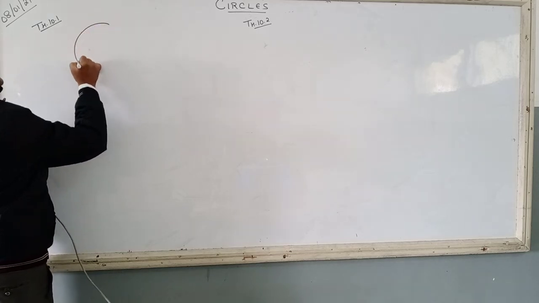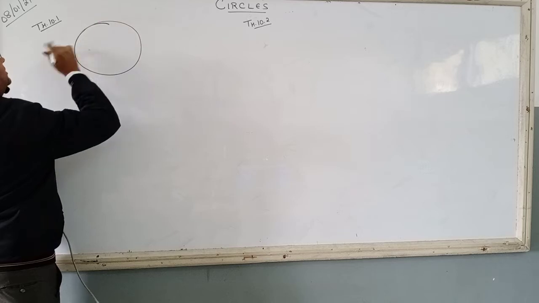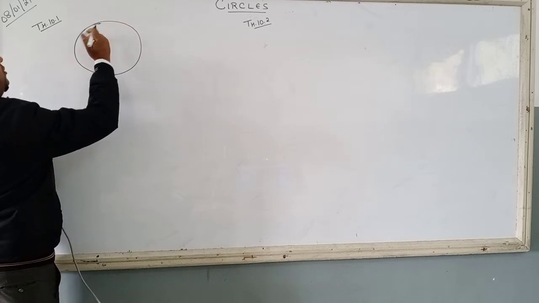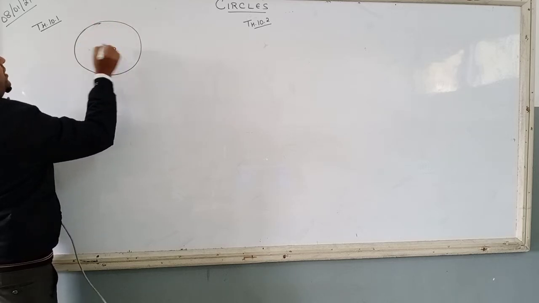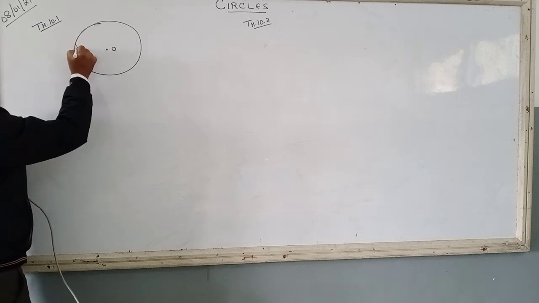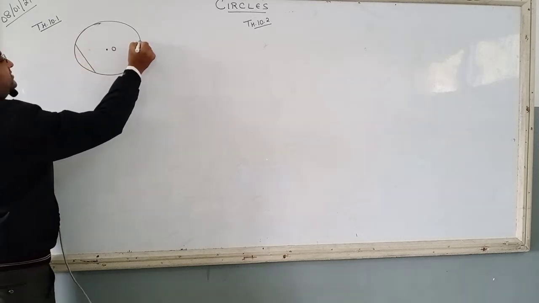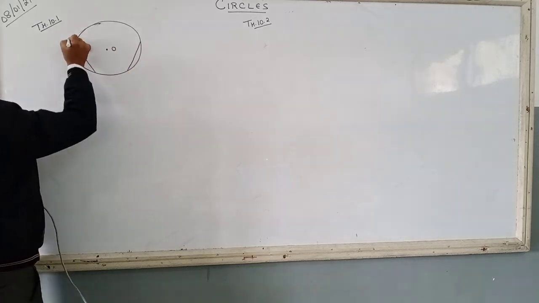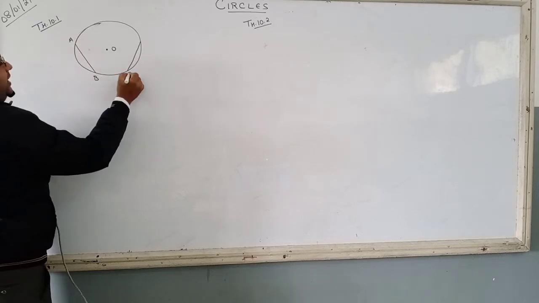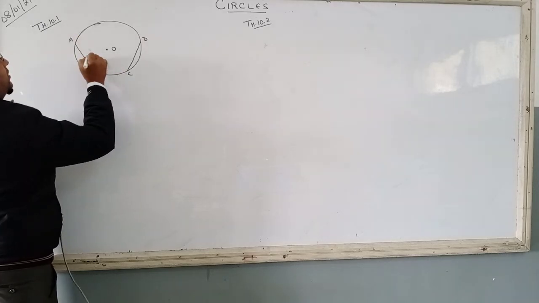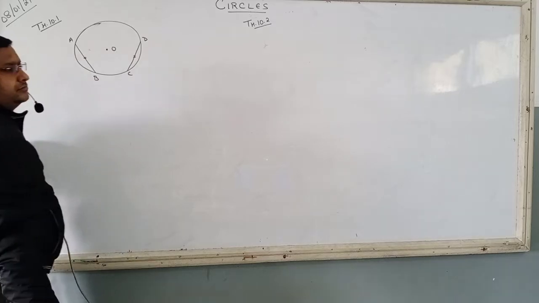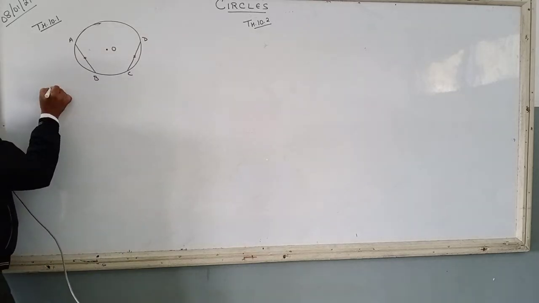Equal chords of a circle. This is a circle, and there are equal chords. This is the center O, and these are equal chords. Say this is one chord, this is another chord. This is chord AB, and this is chord CD. They are equal. Right? So what is given to us?